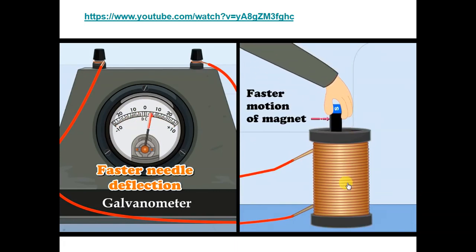Another thing you have to know about this electromagnetic induction phenomenon is that when you move the magnet up and down faster, you make a faster motion, the needle will also move faster, right and left. So this means what? The current is now produced at a faster rate.